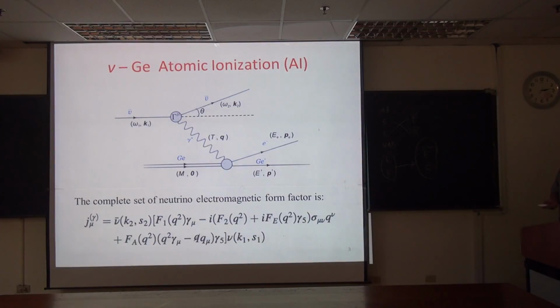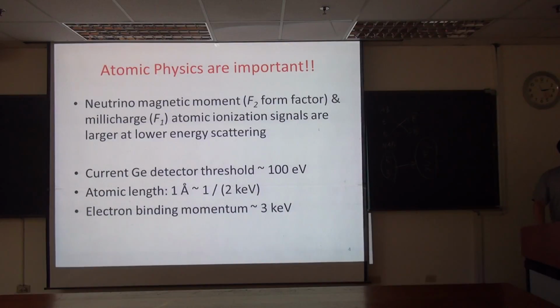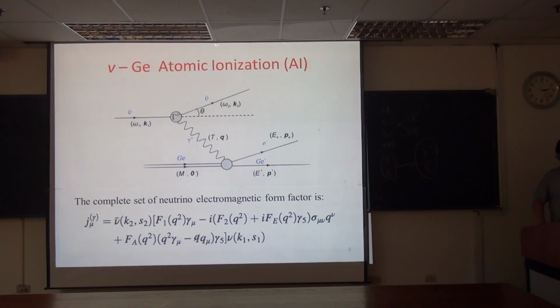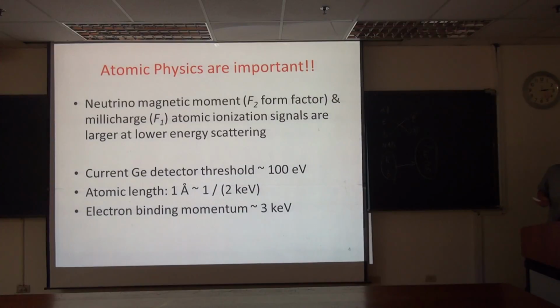Also, we have to mention that this term will conserve the spin, so this term will have interference with the weak interaction. So you must be careful to deal with this. For the atomic part, now we know the neutrino magnetic moment and millicharge atomic ionization signal is much larger at low T, low energy transfer. So the atomic physics is important now.